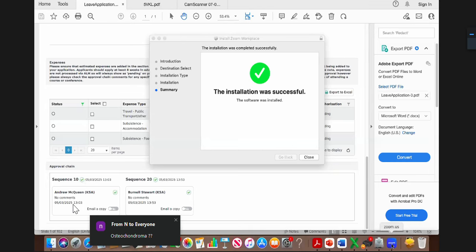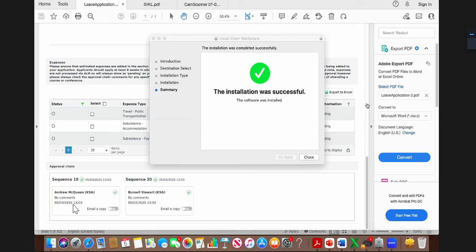Osteochondroma, no, definitely not an osteochondroma. So I'll put another case in there. Is this the one before?